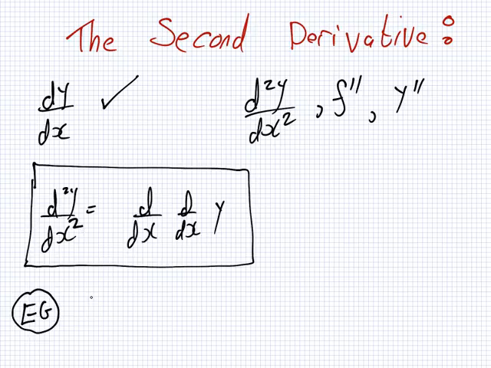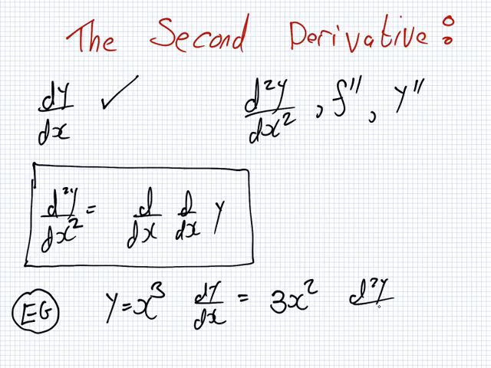So here's a simple example to get started with. If y equals x cubed, what's the first derivative? 3x squared. And so the second derivative would be 6x. All usual here, nothing too strange. But why is the second derivative useful? So we'll have a look at the reason now. So just write this much down, please.